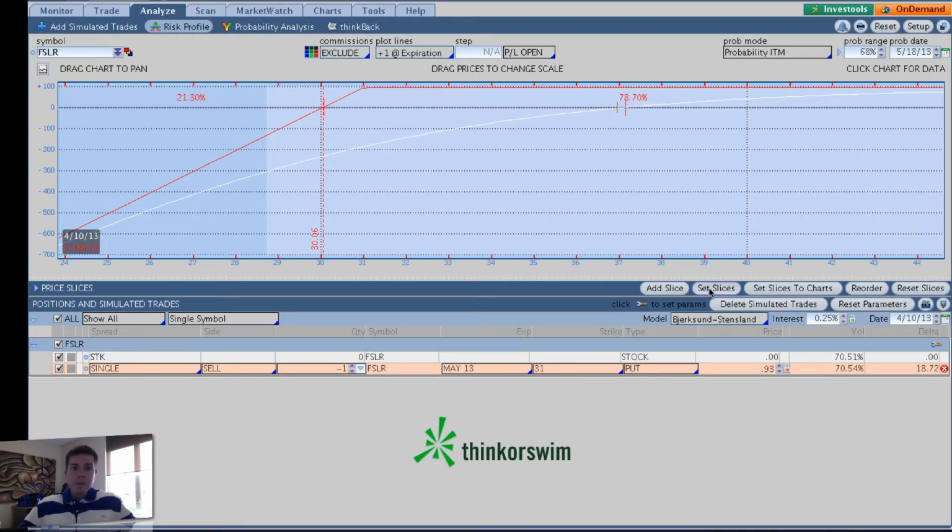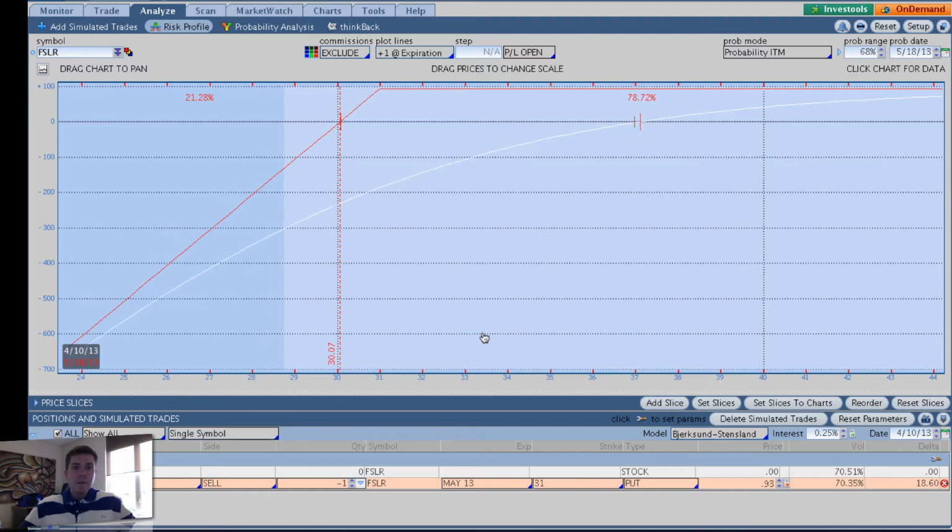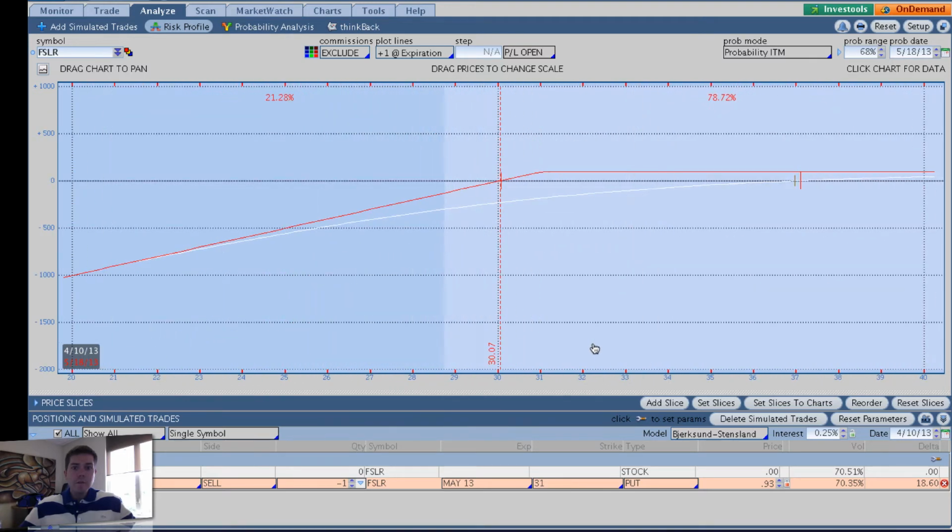Next thing you want to do is go to your set slices and make sure your break even is set to that 5.1813 in this particular example. So that puts our break even at 30.70. Let me pull this down, make the screen a bit bigger so we've got a nice big risk profile chart here, move some things around. So you can see, assuming a 93-cent fill, we have a max gain, of course, of $93 per contract, which means that you keep the entire spread.